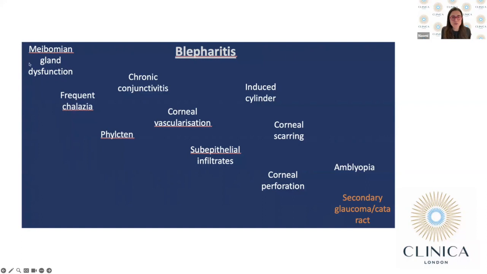So in the spectrum of blepharitis, you can get meibomian gland dysfunction, reduced tear breakup time, dry eye type feelings, chalazia that keep coming or in different places, that chronic red eye. Children get phlyctens, but they can also start to get infiltrates and vascularization of their cornea. That can cause scarring, and scarring can cause induced cylinder. Bad inflammation can cause corneal perforation. All of this can have superadded amblyopia.